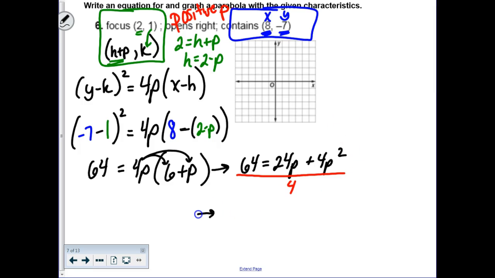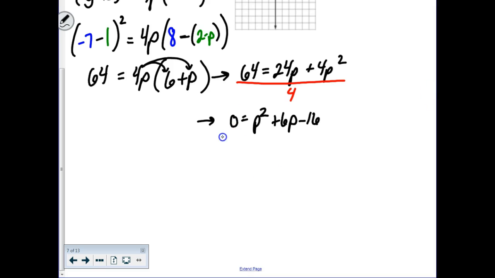So this guy becomes, let's see, 0 equals, this will be a 1p squared. This will be a plus 6p. And then remember, guys, you're going to be subtracting this 64 over 4, which is a 16. So it says minus 16. Fun is not over. You got to solve your quadratic now. Let's see. Multiplies to -16, adds to 6. Let's do p plus 8 times p minus 2.